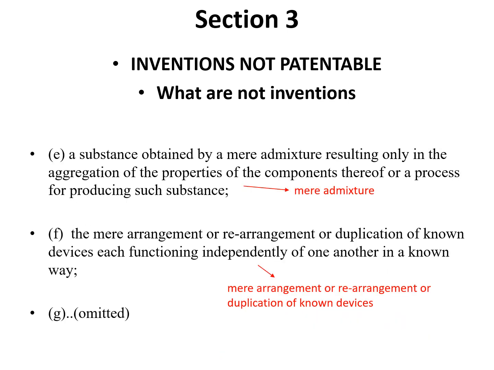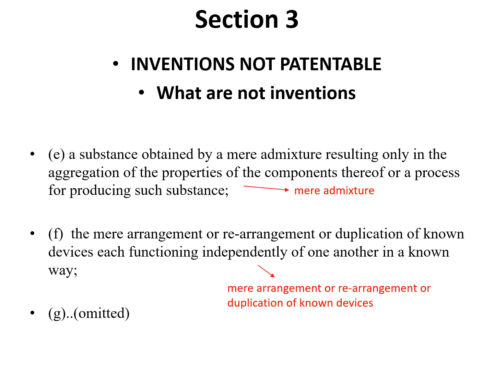Section 3E deals with a substance obtained by a mere admixture resulting only in the aggregation of the properties of the components, or a process for producing such substance. So it's just a mere admixture, a mere mixture of different substances or components, which does not result in something different, and it's just the aggregation of the properties. A mere admixture is not a patentable subject matter under Section 3E.